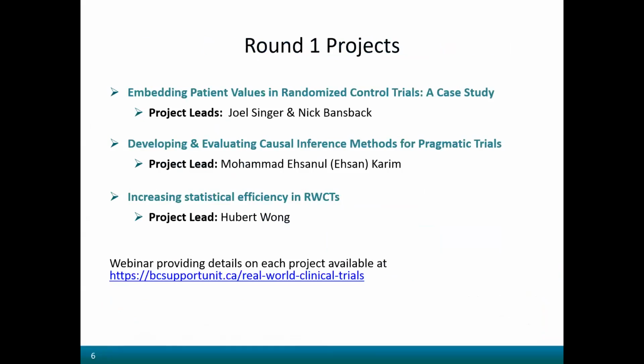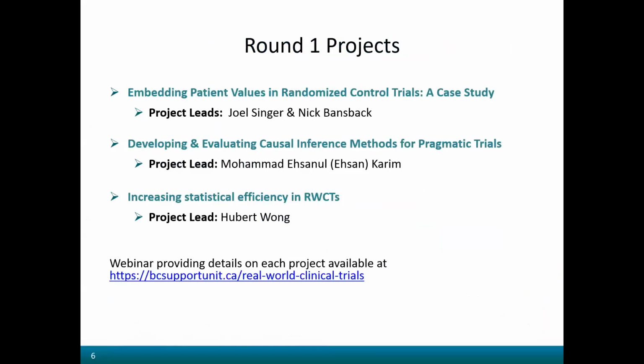The second project is in the development and evaluation of causal inference methods. Okay? And so the idea here is that in a trial, not all patients will adhere to their medication. And the question is, if we see or do not see a difference between treatments, is it because of some sort of bias that's been introduced by people not adhering to their medications? And so here we're trying to develop statistical methods to try and identify the impact of this non-adherence and to come up with sort of unbiased estimates of the true impact of intervention.